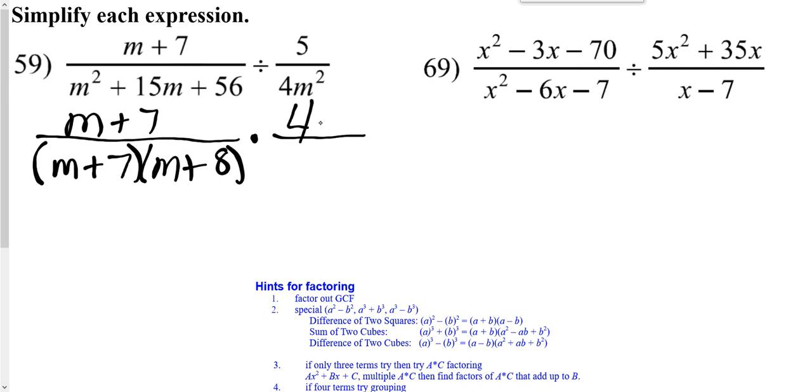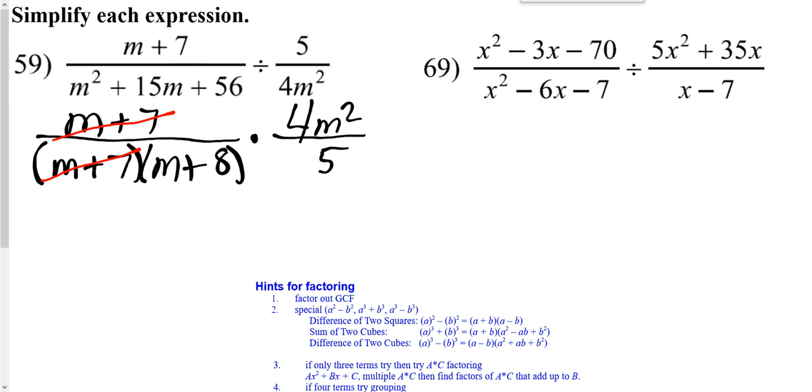Flip the second fraction upside down, and then you want to look to see if there's anything else the same, top and bottom. Now that we have it all factored in, all dealing with multiplication, we have an m plus 7 times top and an m plus 7 times the bottom. And in this case, that's it. There's nothing more we can do.